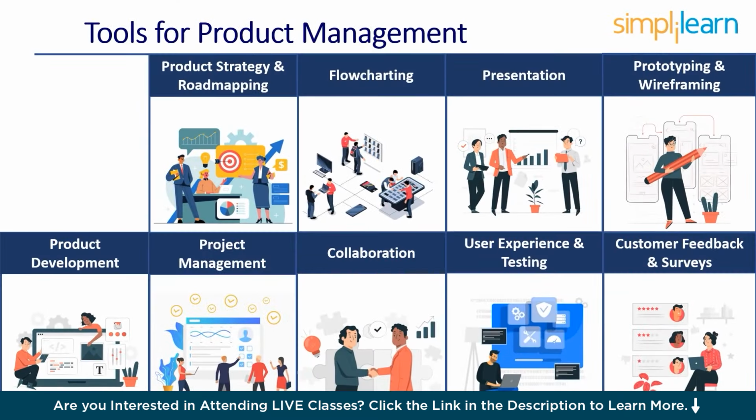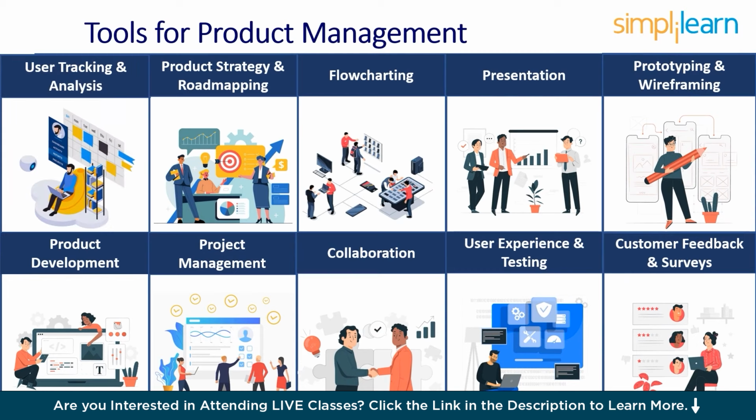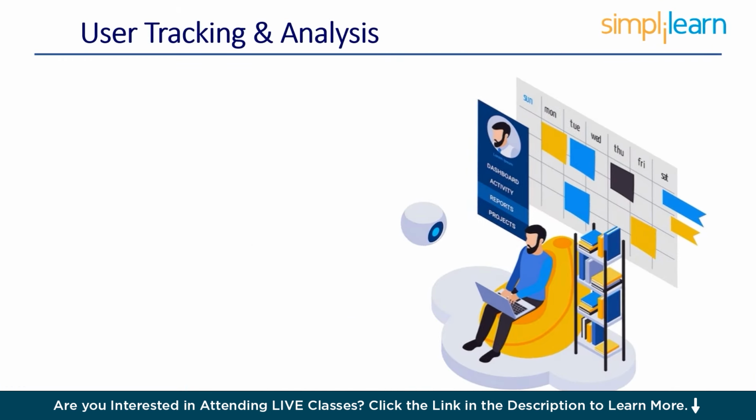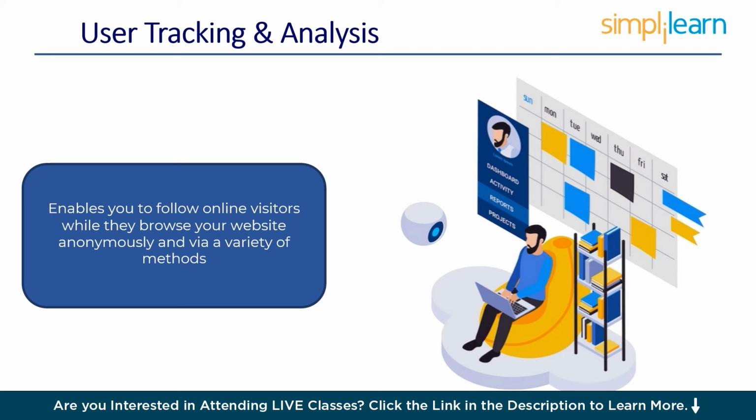The very first functioning of product management is user tracking and analysis. User tracking enables you to follow online visitors while they browse your website anonymously and via a variety of methods. A product manager's research creation process includes user tracking in terms of analysis. A wide range of tools is accessible for tracking and gathering data about the demands of the user for the product. These tools may be quite useful for gathering information and understanding how users of your software or visitors to your website interact with your offerings and content.